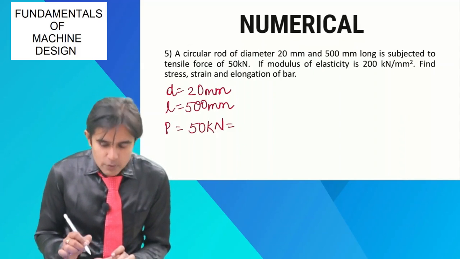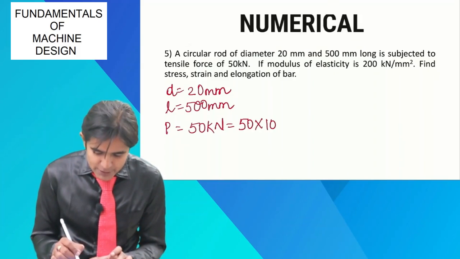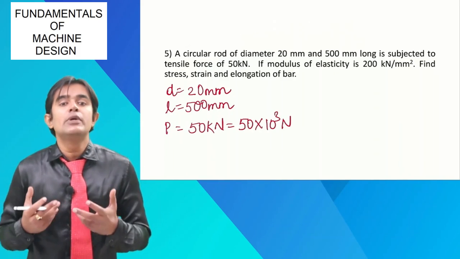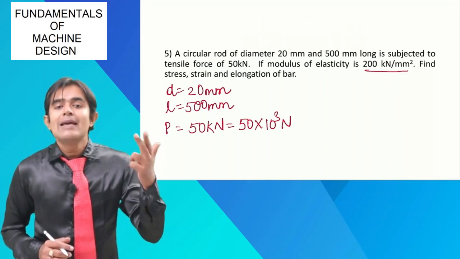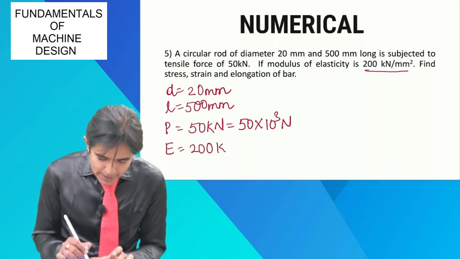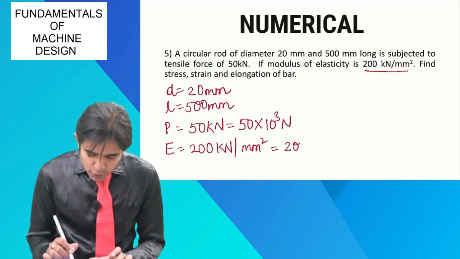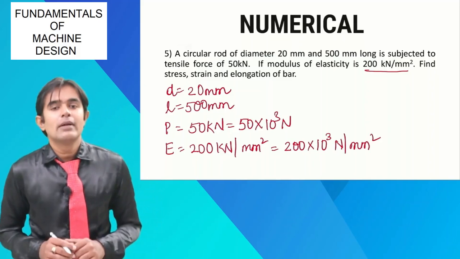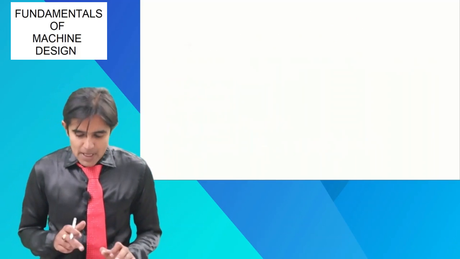We always do the conversion of kilonewton to Newton. So I'll convert it into 50 into 10 raised to 3 Newton. If modulus of elasticity is 200 kilonewton per mm square, find stress, strain and elongation of the bar. So modulus of elasticity is given as 200 kilonewton per mm square. I'll have to do the conversion into 200 into 10 raised to 3 Newton per mm square. Let us find out stress, strain and elongation of the bar.